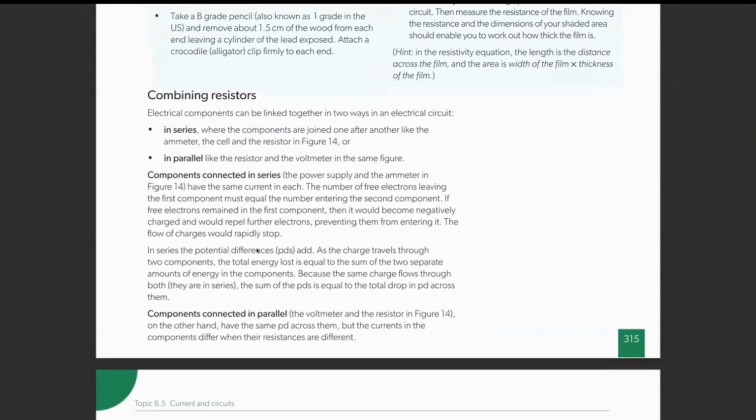Now it is about combining the resistors. Perfect. You know what a resistance is. You know how to calculate the value of resistance with the help of voltage and current. And also you know how to find the value of resistance with the help of the length, the area, and the resistivity. Now we will see how resistance can be combined.